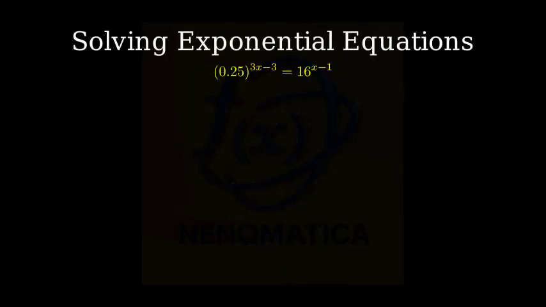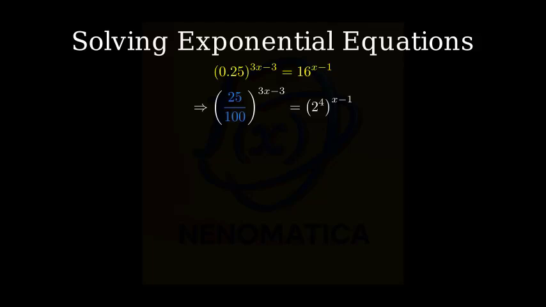Let's start by looking at our problem. 0.25 raised to the power of 3x minus 3 equals 16 raised to the power of x minus 1. To solve this equation, we'll need to convert both sides to the same base. Let's start by rewriting 0.25 as a fraction.